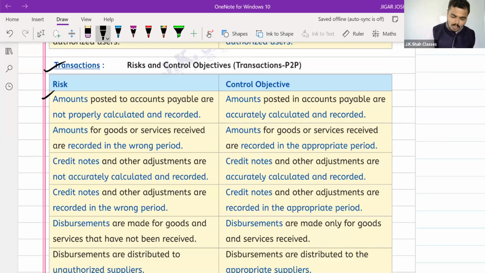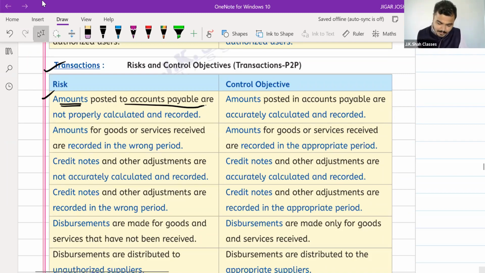The amount is posted in accounts payable, because obviously if I am purchasing the goods today, then definitely I am creating some liability. In future, when the goods are received, do I require to make the payment? Yes, sir. So the first risk under the P2P process is what?